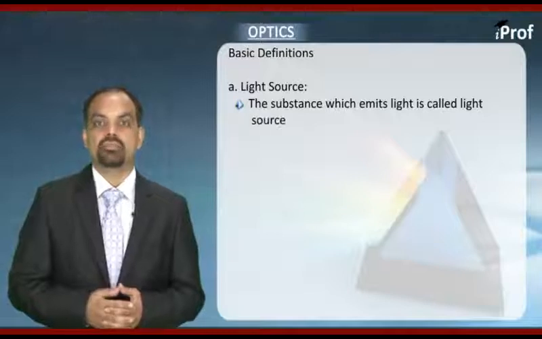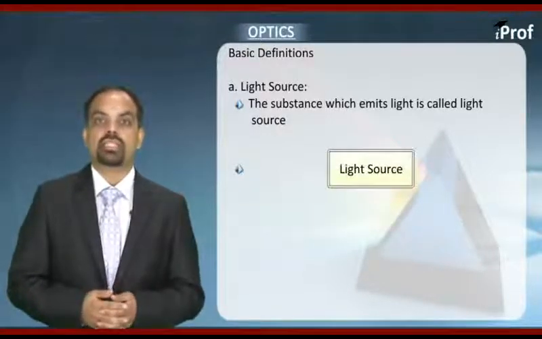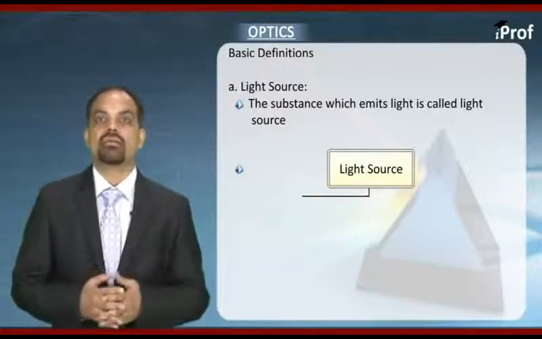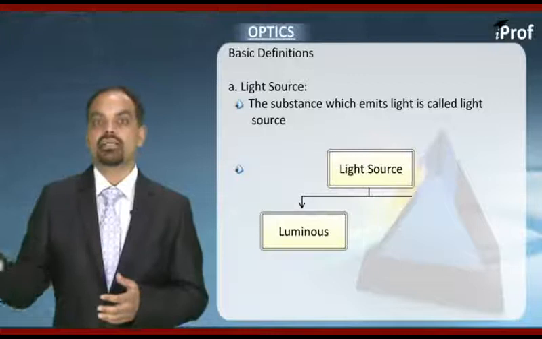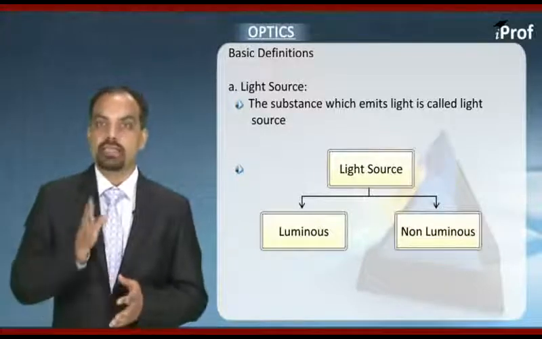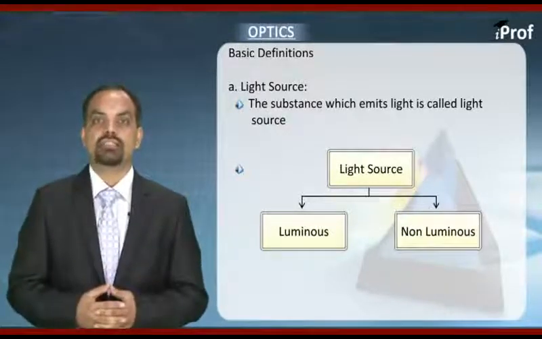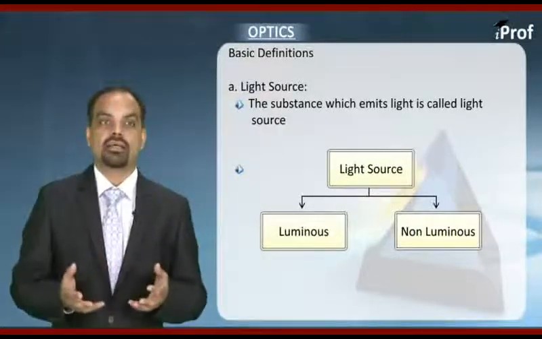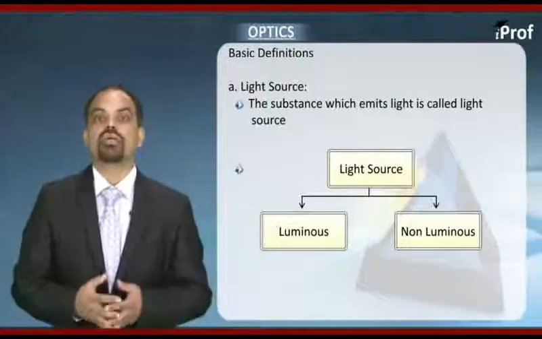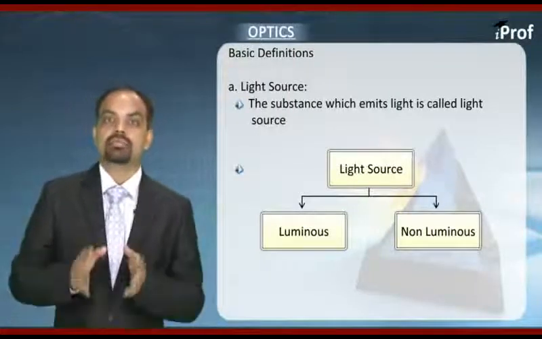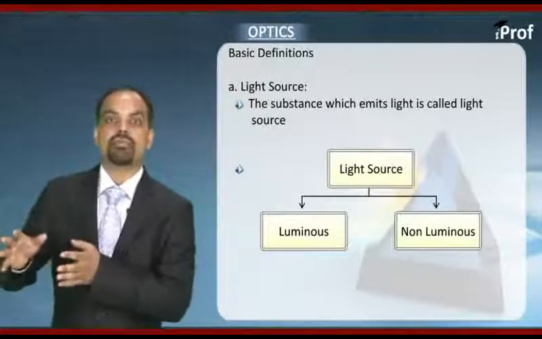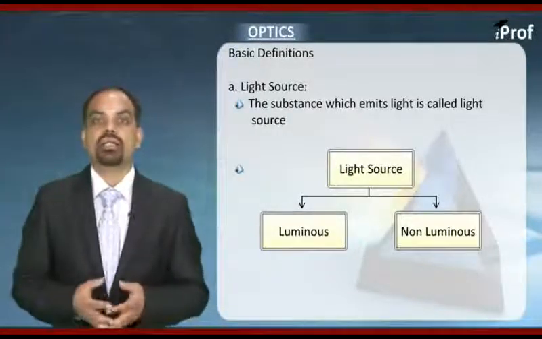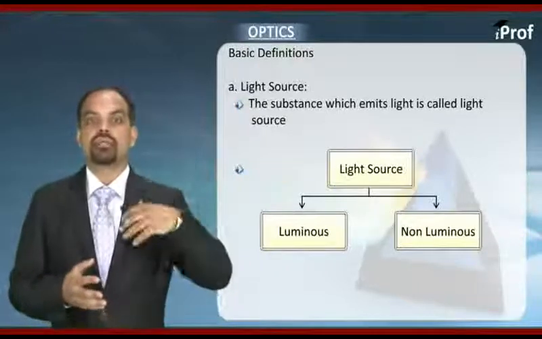As light source. Now this light source is conventionally classified into two broad categories. One category is called luminous and the other category is called non-luminous. The basic distinction between these two sources is very simple. The substances which give off light of their own are called luminous, and the substances which do not give out their own light but act as sources of light by reflecting off the light received from different sources.